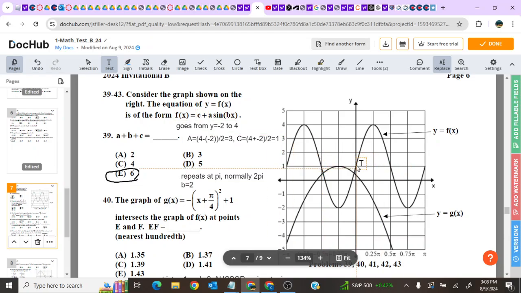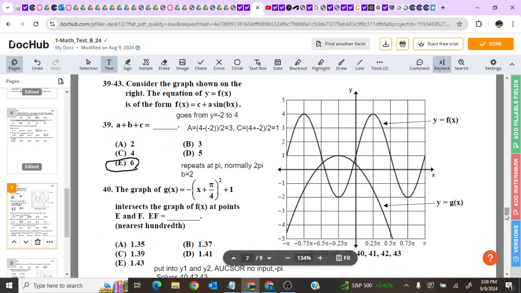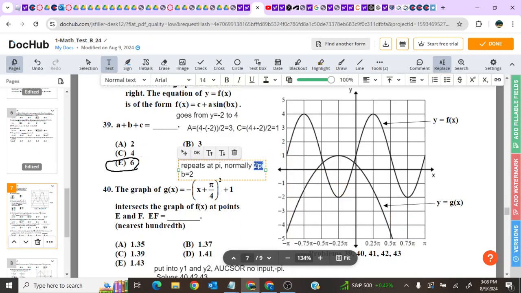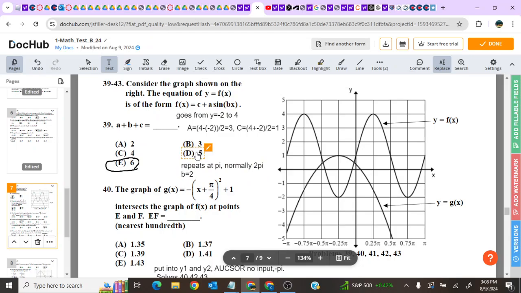And then to figure out B, we need to figure out how long it takes until it repeats. Hopefully you can see the entire thing repeats at a distance of, if you look down here, going from -pi to 0 and 0 to pi, so a distance of pi. Normally, a sine function has a period of 2 pi, so B has to be equal to 2 to convert it to pi. So then, once you do that, add them all together. 3 plus 1 plus 2 gets you 6.